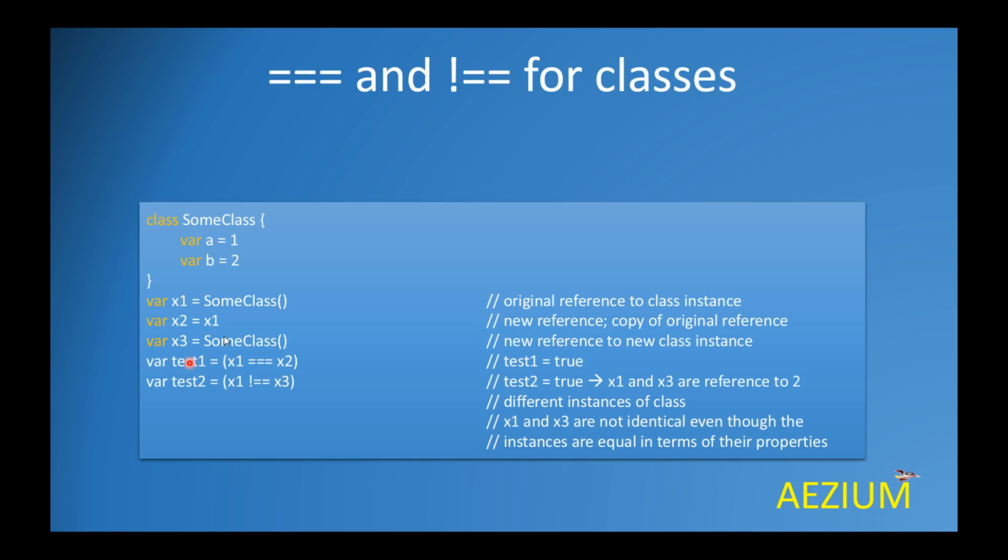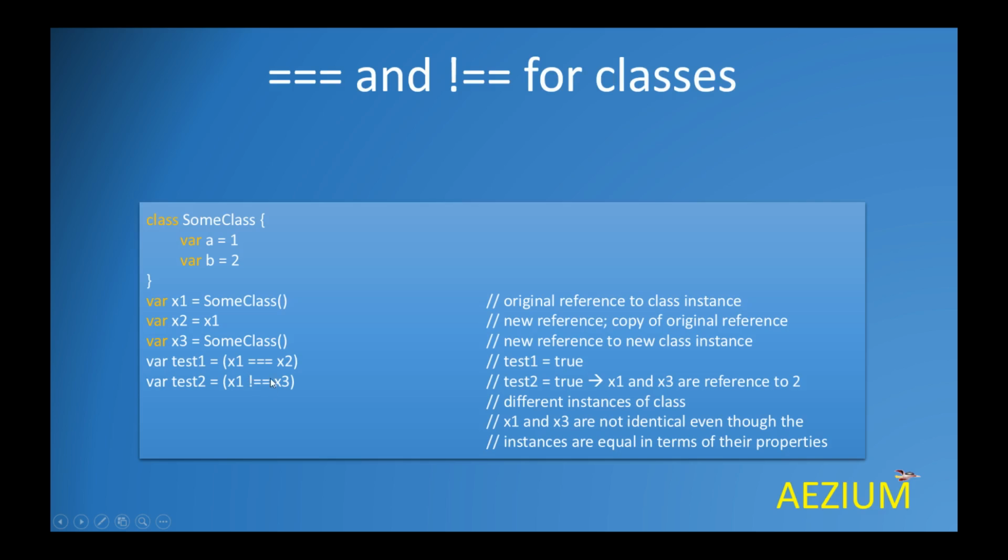So if we use the first identity operator to check whether x1 and x2 are the same names for the same instance, the answer is yes, because x1 and x2 are the same names for the same class instance. So this would result in test1 to be equal to true.